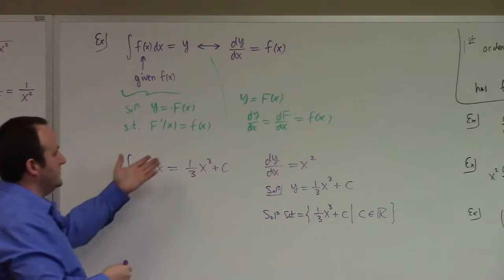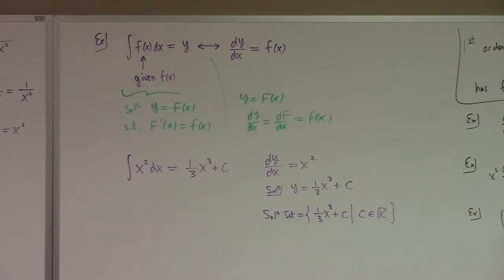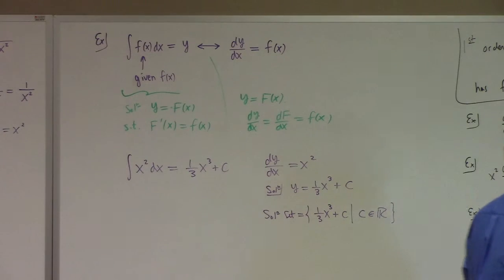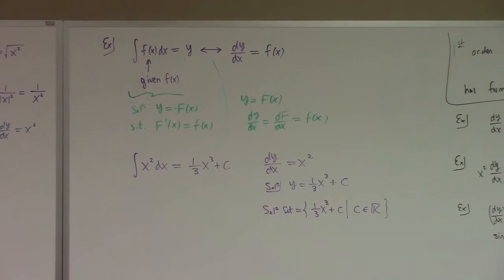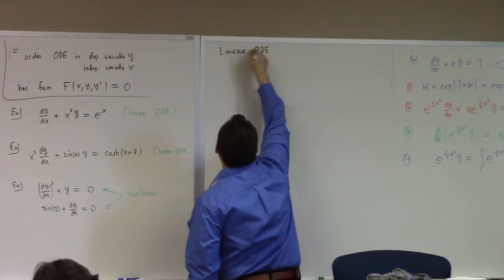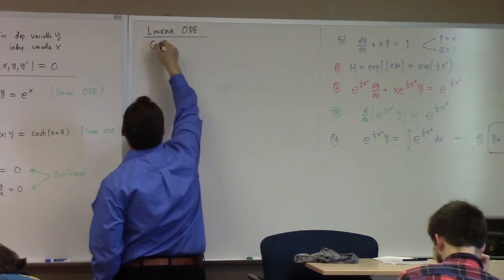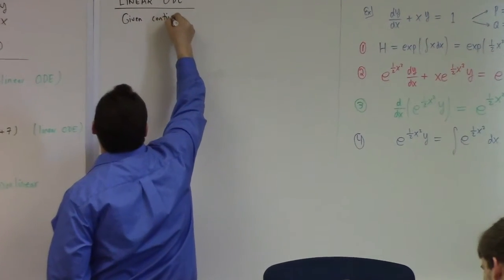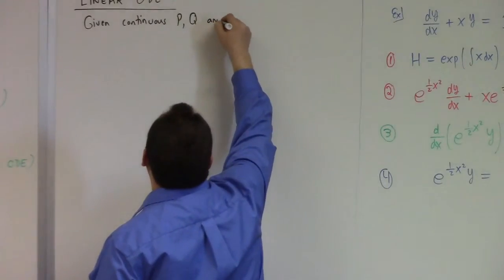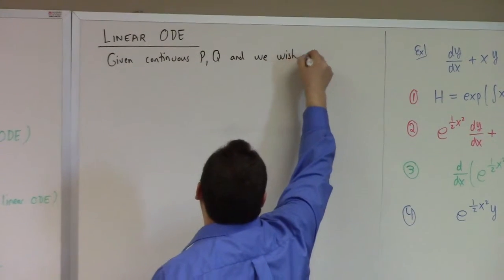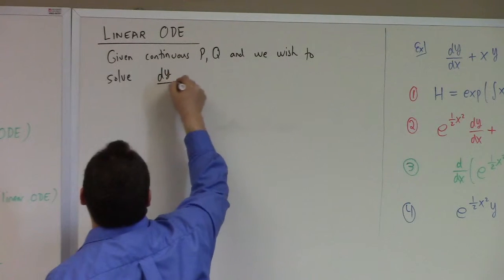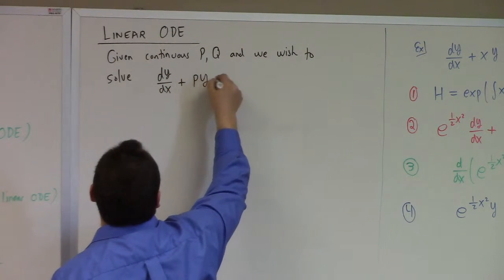Okay, so hey, that's one kind of differential equation we can already solve. So let's look at the problem of the linear ODE, and I'm going to walk you through the general solution here. So here's the starting point. We're given continuous P and Q, and we wish to solve, I'm going to call it star, dy/dx + Py = Q.